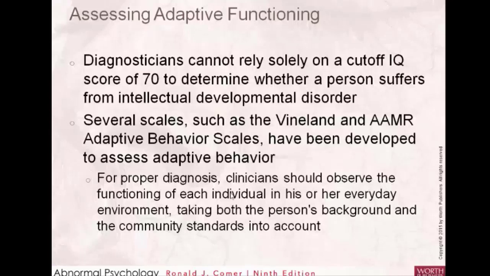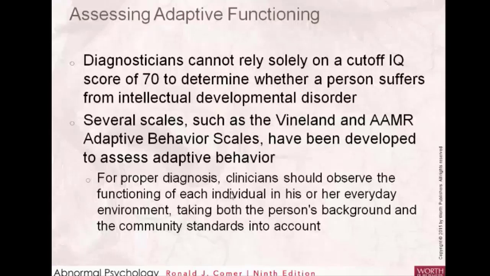Now, the Vineland is one that has been around for quite some time. It does show some reliability and validity. It's a bit of an older test, but pretty helpful. There are several different adaptive functioning tests. Basically, we're just asking, is this a person who can take care of his or herself at a level that is appropriate for their age? So for young children, you might look for some basic social behaviors, some basic self-care. Is the child potty trained? Can this child brush his or her teeth? Or, can they take turns playing a game with someone else?